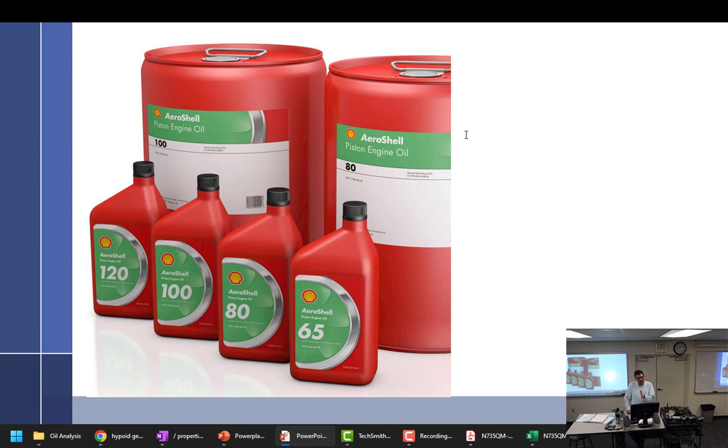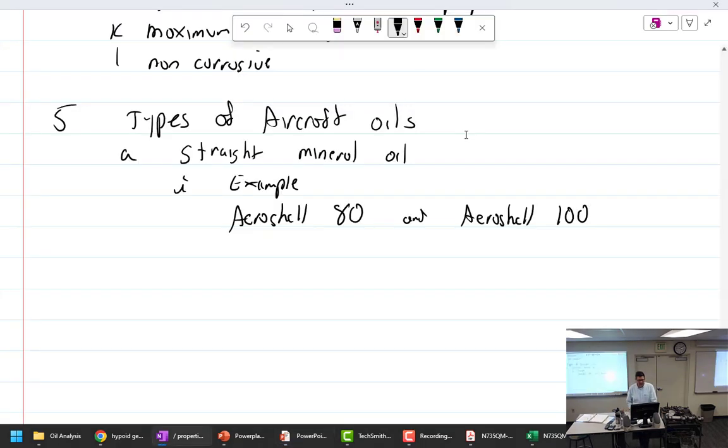It could get confusing if I'm not careful. It's all mineral oil based, what we're using, but there's just straight mineral oil. No additives. Got it? So, straight mineral oil, no additives.